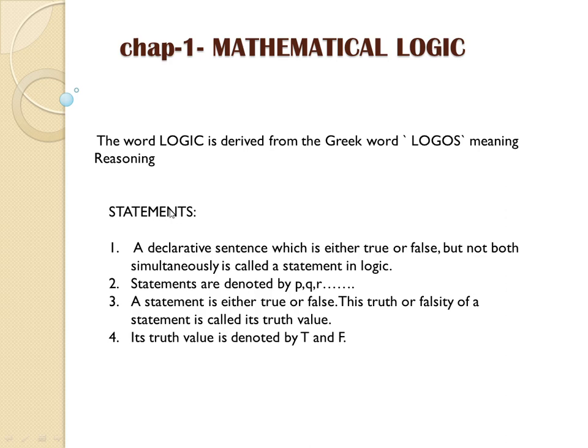First topic is statements. A declarative sentence which is either true or false but not both simultaneously is called a statement in logic. And the statements are denoted by small letters P, Q, R, etc. A statement is either true or false, and this truth or falsity of a statement is called its truth value. And its truth value is denoted by capital T and F.